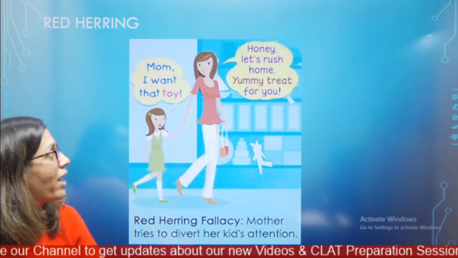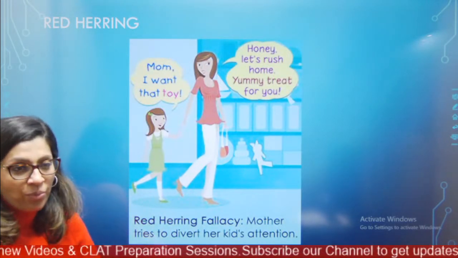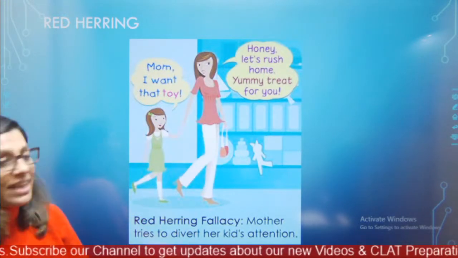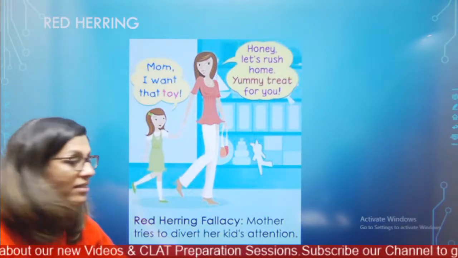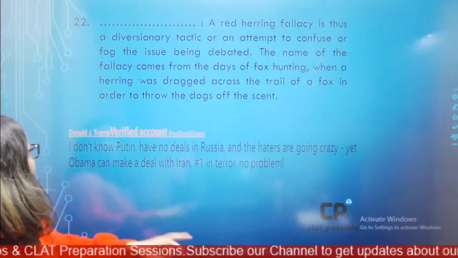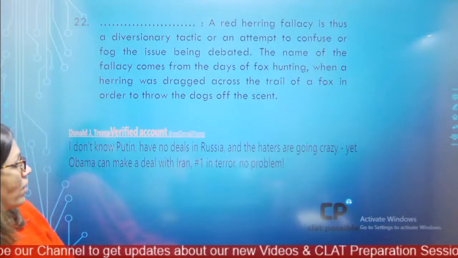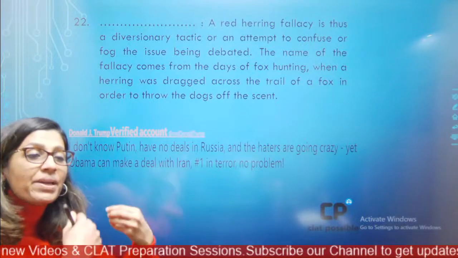So, I want that toy. Oh, let's go home. There's something very nice waiting for you, and there's nothing waiting for you. So this kid says, Mama, I want that toy. No, honey, let's rush home. There's something very nice I have for you. So this is basically diversion. So Trump, again, red herring, diverting attention by bringing in something which is completely unrelated.